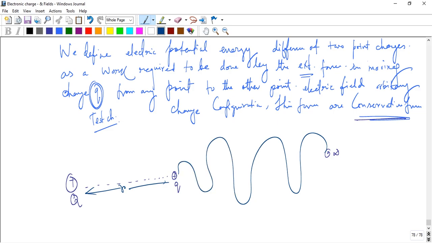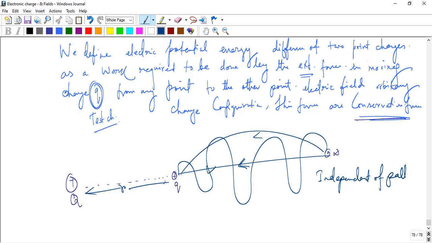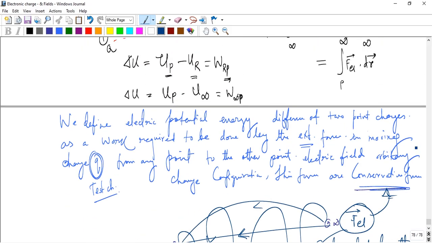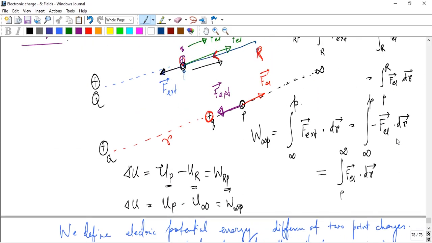You choose any path, this path or that path or any other path, it is independent of path. That's why this electrostatic force is a conservative force. The electrostatic force is a conservative force because it is path independent.